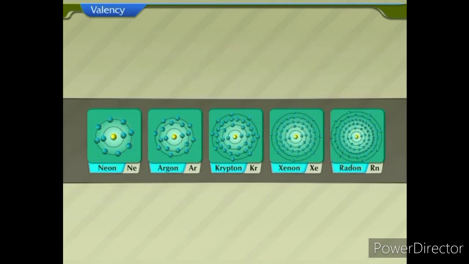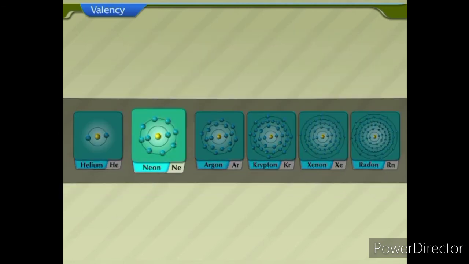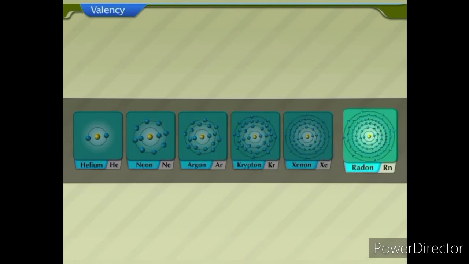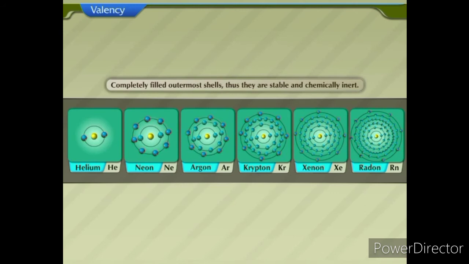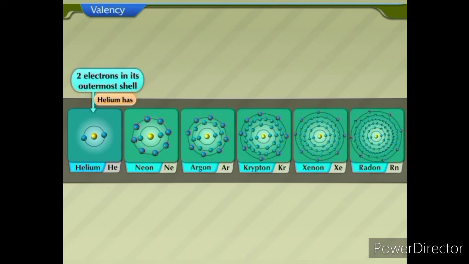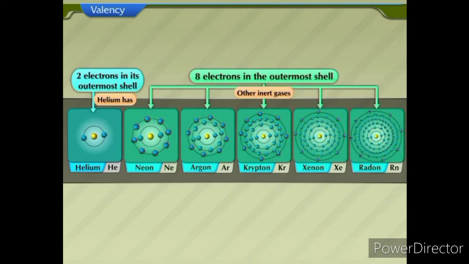The atoms of elements like helium, neon, argon, krypton, xenon, and radon have completely filled outermost shells, thus they are stable and chemically inert. Helium has 2 electrons in its outermost shell, and the other inert gases have 8 electrons in the outermost shell of their atoms. The outermost electrons of inert gases do not take part in any chemical reaction.